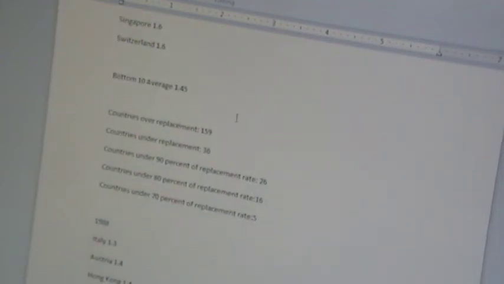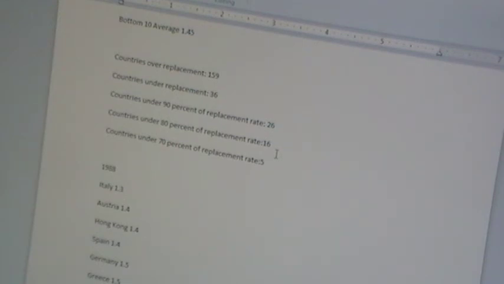Okay, as you can see, a lot of Western European countries are up. Who enters the mix? Croatia. Yep. And Eastern European countries start to show up. It won't be the last, folks. More will show. As you can see, the bottom 10 average is now 1.45. Still, they're over replacement, 159, 36.